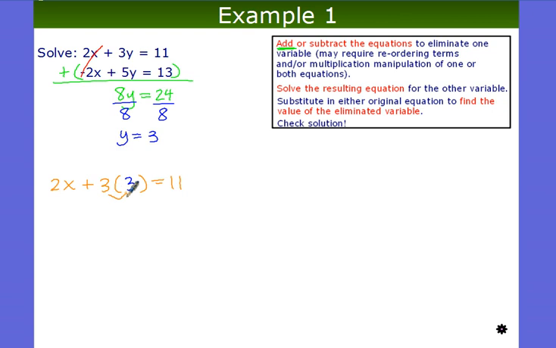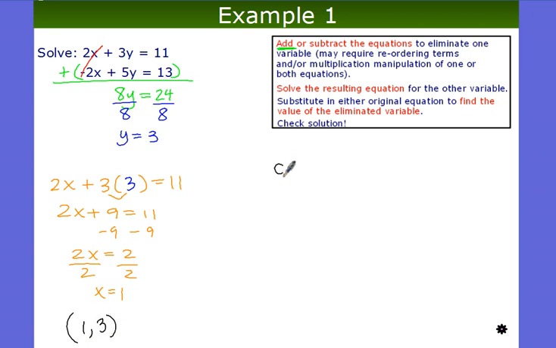What I need to do first is simplify the multiplication. So I've got 2x plus 9 equals 11. Then I subtract both sides by the constant, so I get 2x equals 2. Then I divide both sides by 2, and I get x equals 1. So I now have an x coordinate and the y coordinate. I write them as my solution. So my solution is (1, 3).